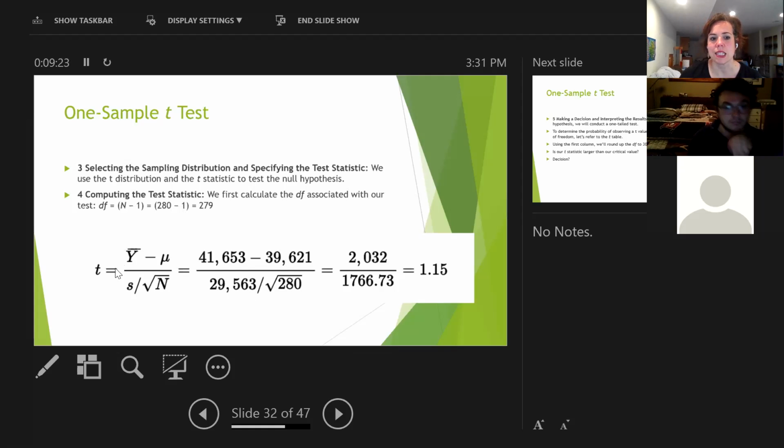Now we need to compute the statistic, right? So the t-statistic is our sample mean minus the population mean divided by the sample standard deviation divided by the square root of your sample size. So here it is, 41,653 minus 39,621 divided by 29,563 divided by the square root of 280, which gives us a t-statistic of 1.15.